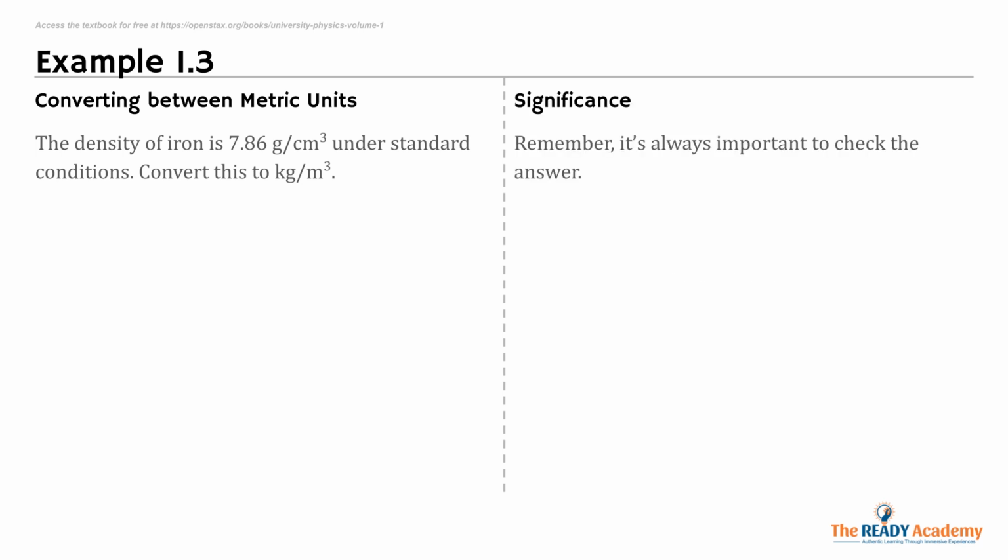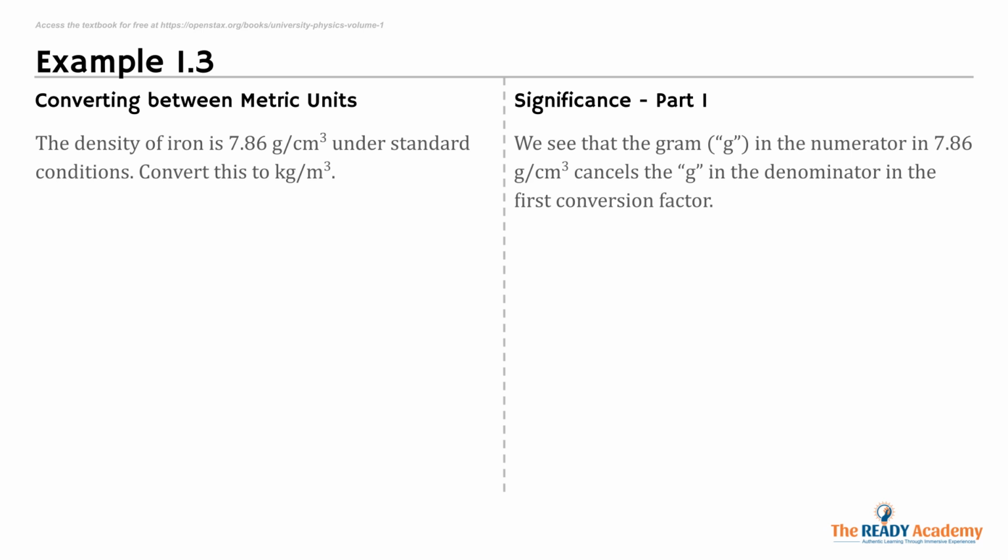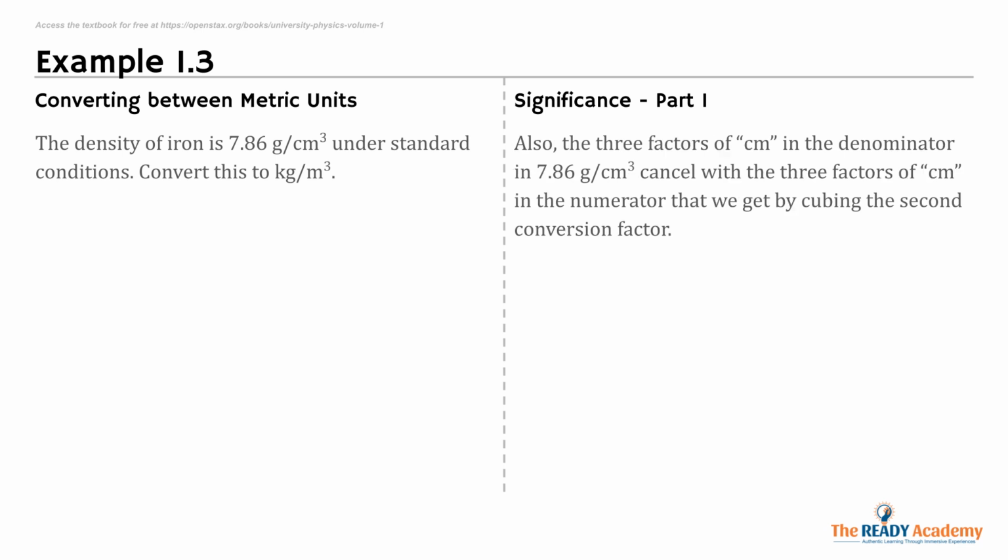Significance. Remember, it's always important to check the answer. Part 1. Be sure to cancel the units in the unit conversion correctly. We see that the gram in the numerator in 7.86 grams per cubic centimeter cancels the grams in the denominator in the first conversion factor. Also, the 3 factors of centimeters in the denominator in 7.86 grams per cubic centimeter cancel with the 3 factors of centimeters in the numerator that we get by cubing the second conversion factor.